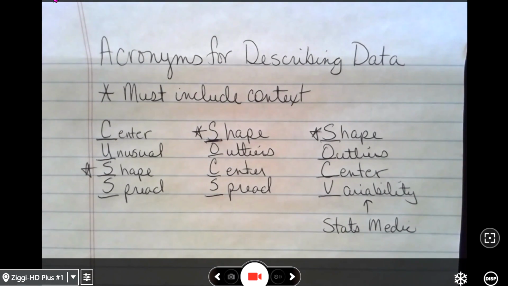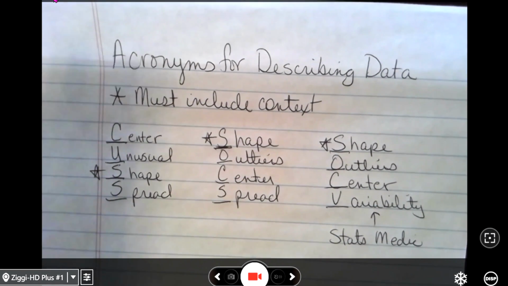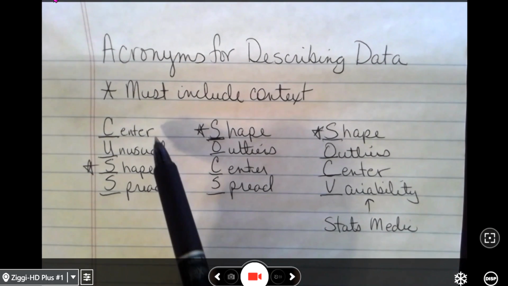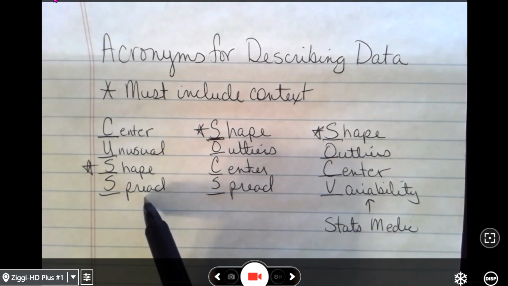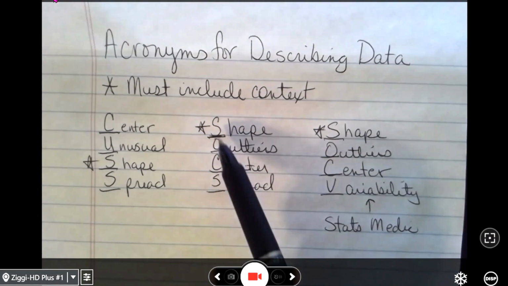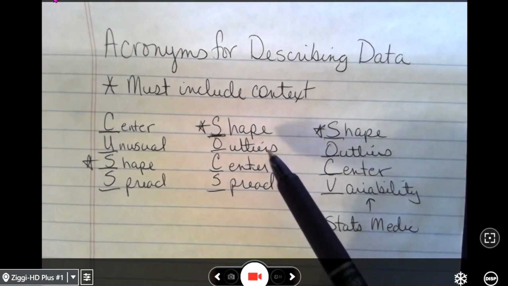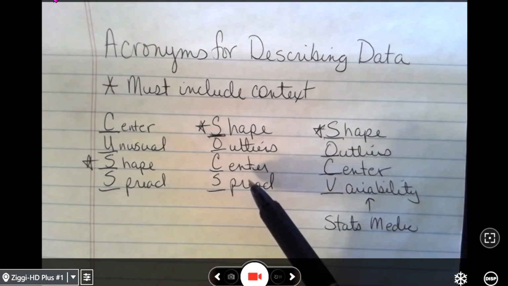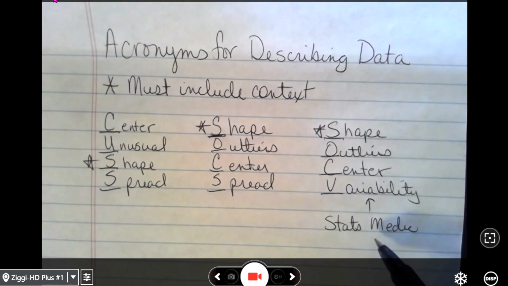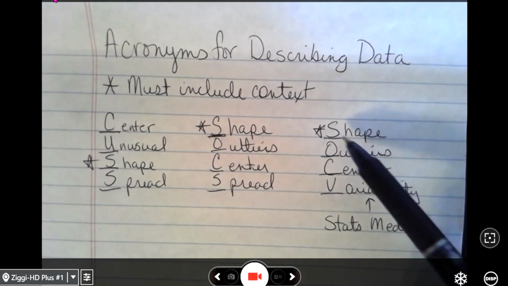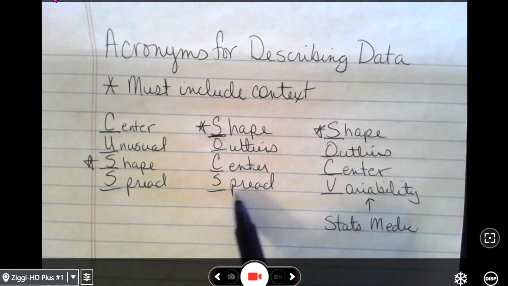So there are 3 acronyms for describing data, and they all talk about the same stuff. They just put them in different orders. So one of them is called CUSS the data, and that stands for center, unusual, which is your outliers, gaps or clusters, shape, and spread. And then SOCS is another one I've seen used, and that's shape, outliers, center, and spread. See, so it's the same thing as CUSS, it's just in a different order. And then the one that Stats Medic uses all the time is SOCV, where instead of saying the word spread, they say the word variability.